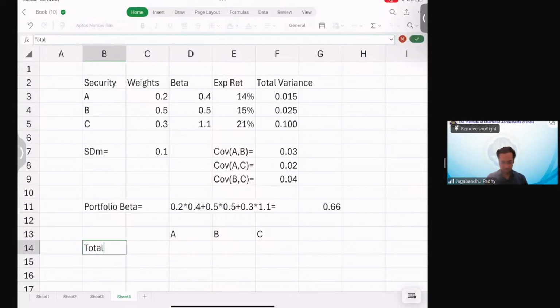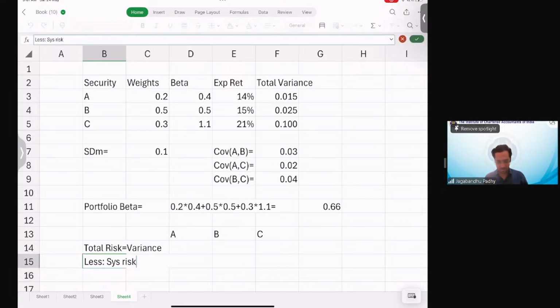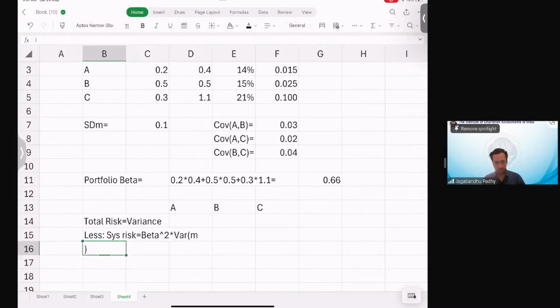What you will write is first the total risk. Total risk is nothing but variance. Then you subtract the systematic risk. Total risk is variance, and less we are subtracting the systematic risk. The systematic risk is computed as beta square into variance of the market.